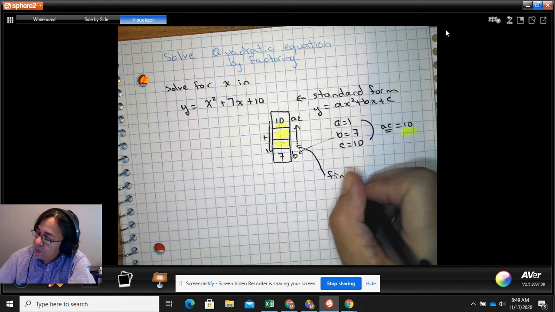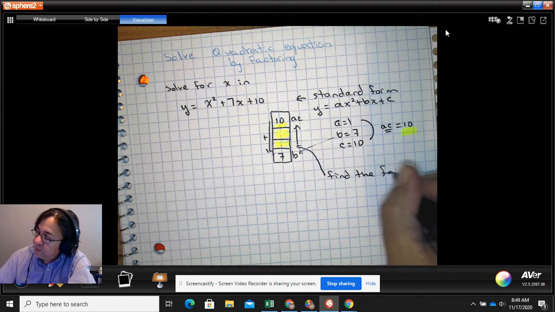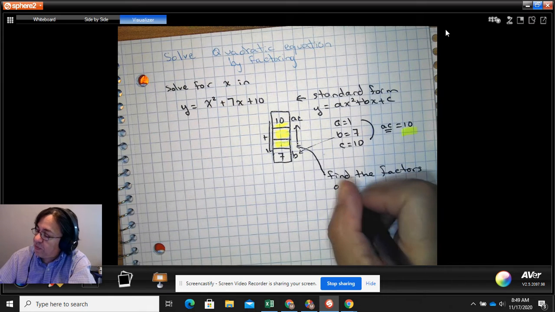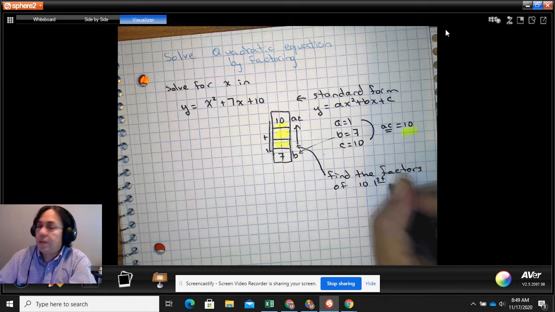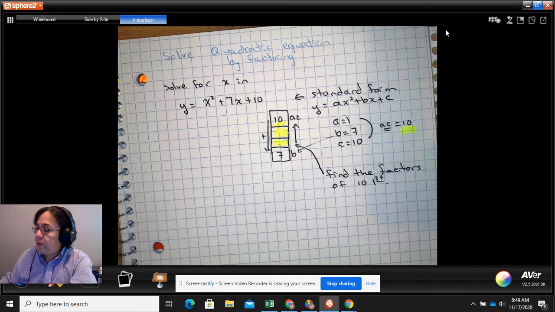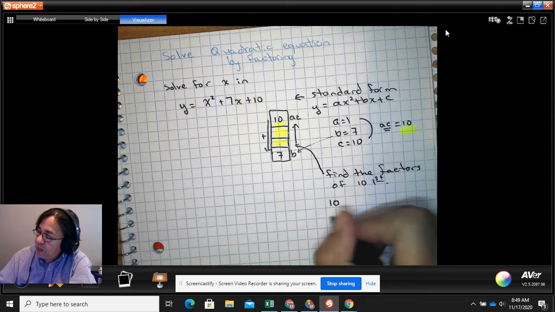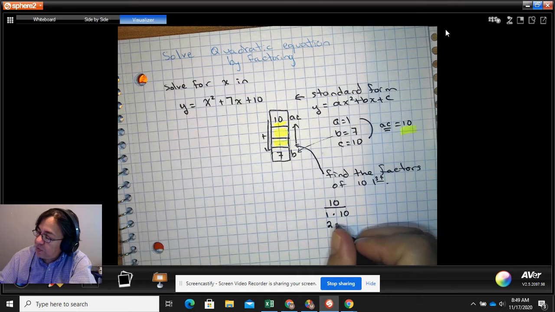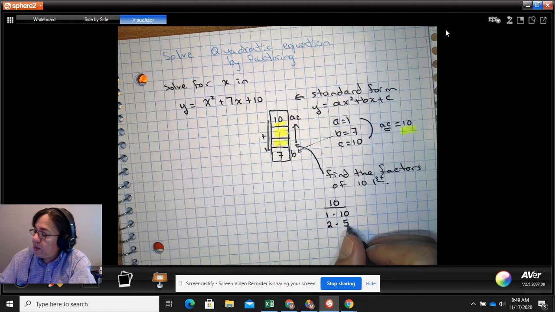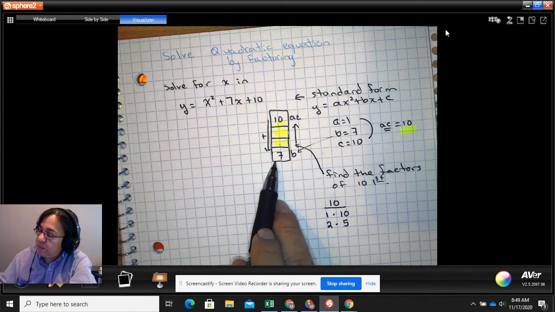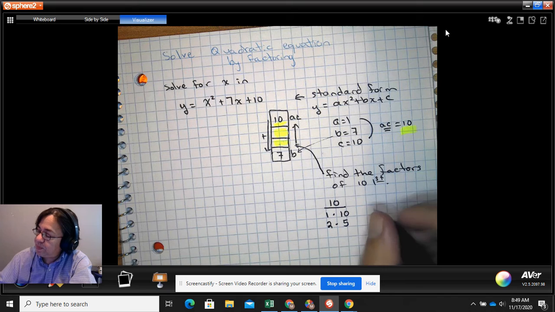Find the factors of 10 first. Okay. So here what we do is I know that 10 is the same thing as 1 times 10. I know that 2 times 5 gives me 10. I don't know of any other combinations. I could use -1 and -10, -2 and -5. But I don't have to do that because I'm going to get a sum of a positive number.